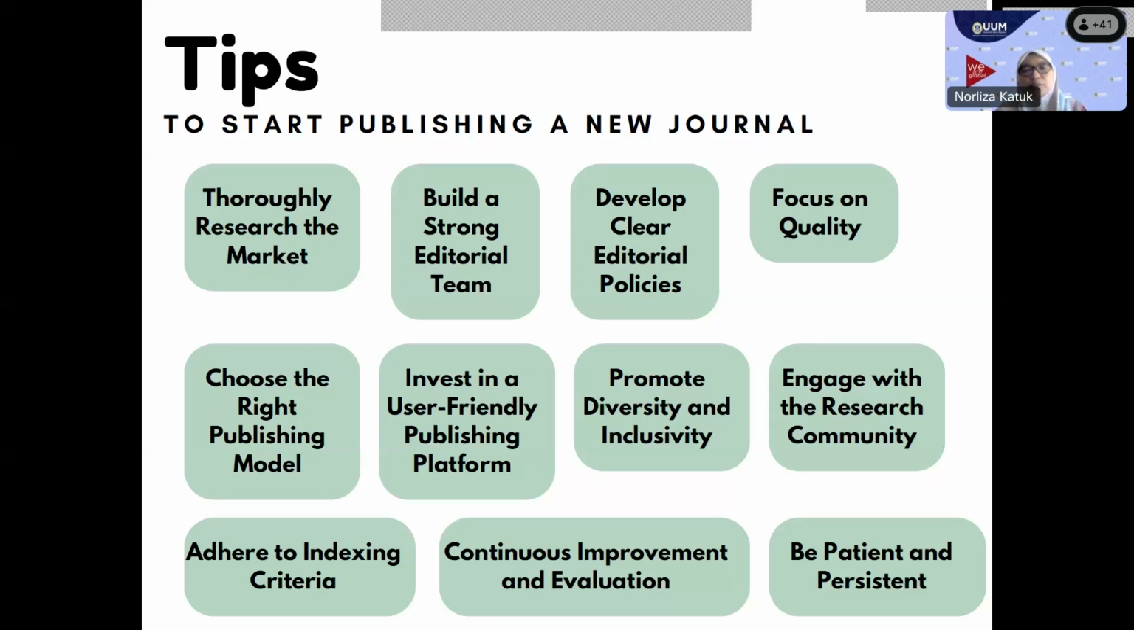And we also need to promote diversity and inclusivity so that our journal visibility would be wider, and to engage with certain research communities, which is a good idea, whereby we can have papers from that community, and from the beginning adhere to indexing criteria. As for now, I think it is good to look into MySite's criteria, and step by step look into the criteria to get into Scopus.